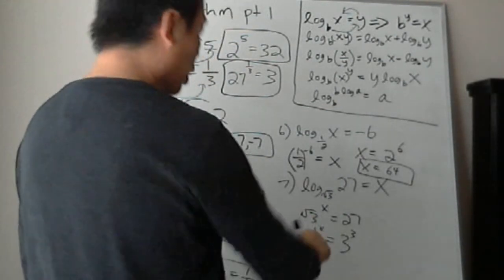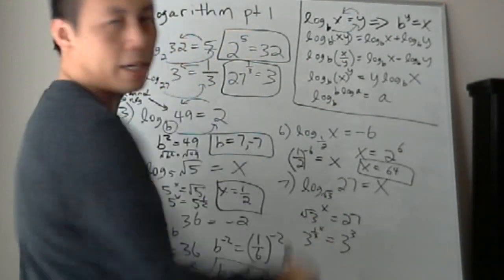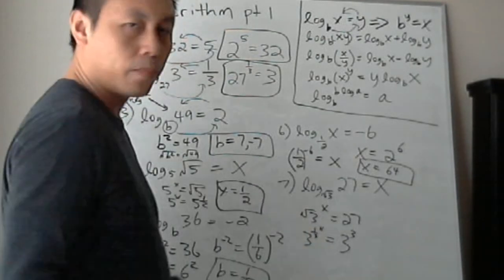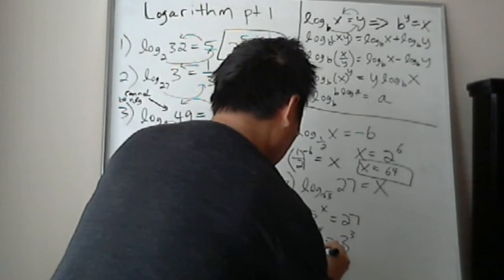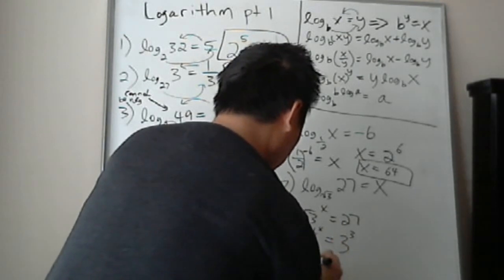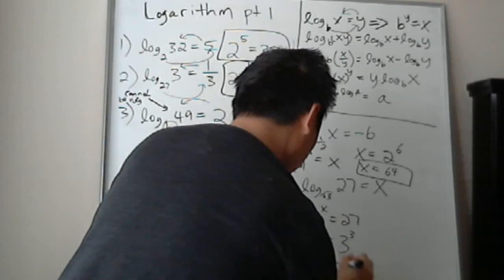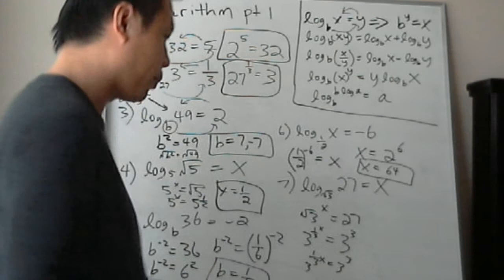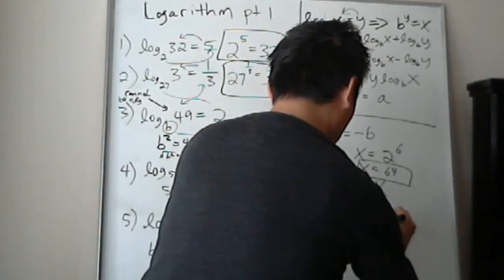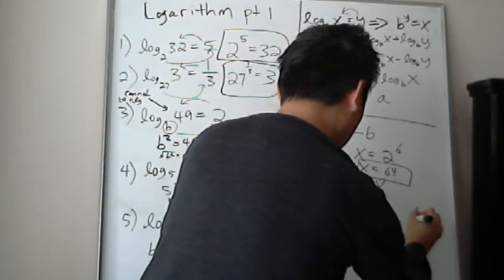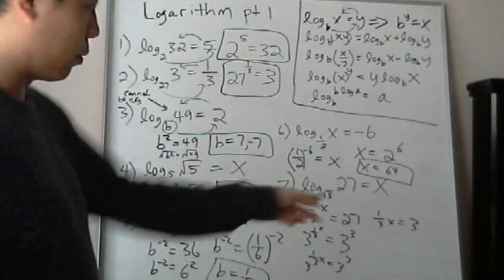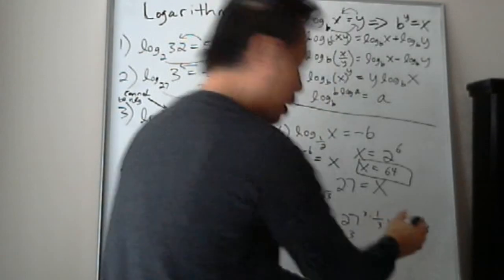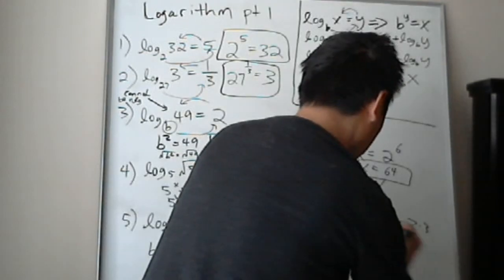Okay? So what's 1/2 x? Remember the theorems for doing exponents? When you have a power to another power, what do you do? You multiply them, right? So it's really 3 to the 1/2 x equals 3 cubed. And then since the bases are the same, now you can set the exponents to be the same. So now it's 1/2 x equals 3. And then how do you solve that? Well, 1/2 x, you multiply by 2 on both sides, right? And that'll be just x equals 6.